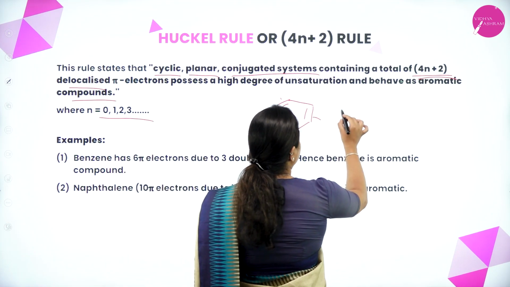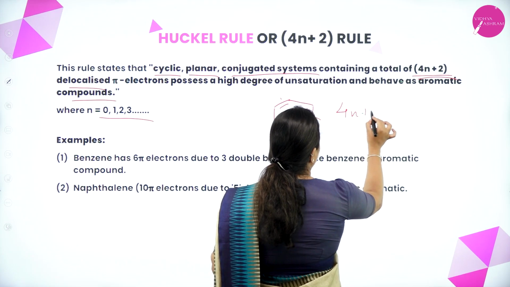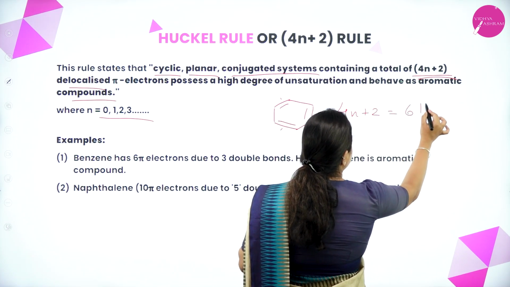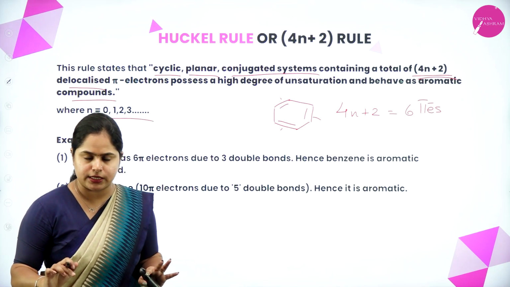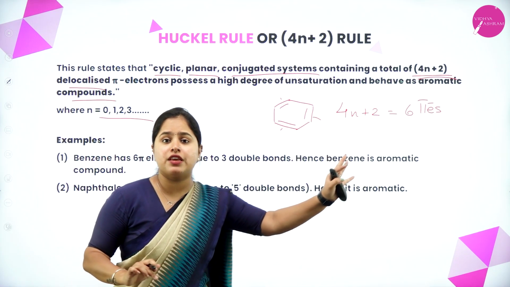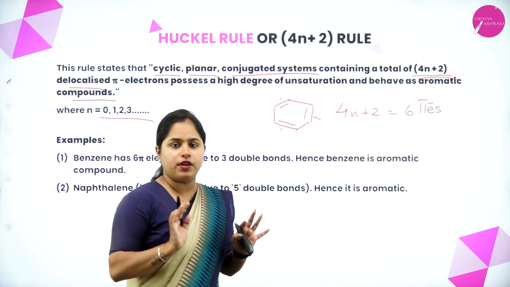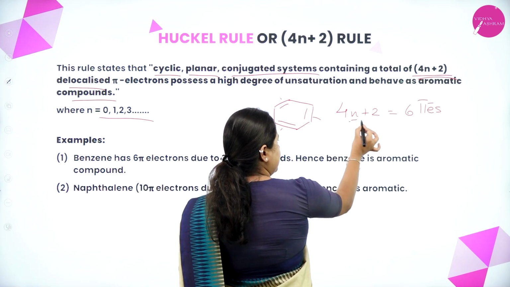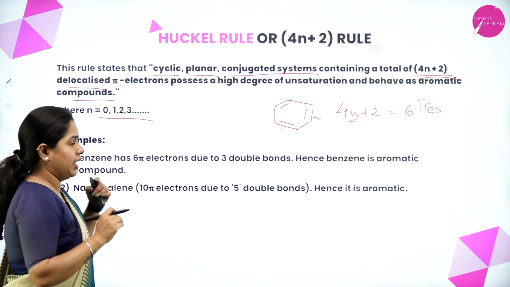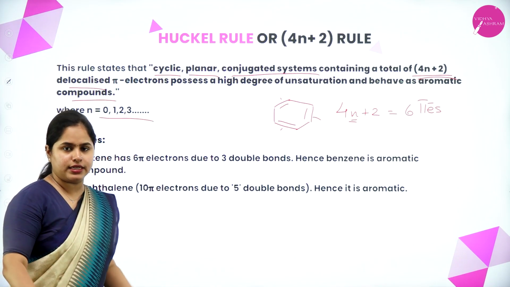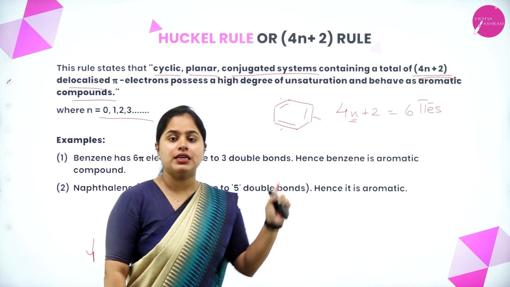So what does the Huckel rule say? 4n plus 2 must be equal to 6 pi electrons. So how many electrons are there? That is what we are going to write here. So 4n plus 2 must give you 6. So now what we have to see, this n is here, right? This n. By substituting any values out of this, n is equal to 0, 1, 2, 3, etc. Are you able to get 6 value?